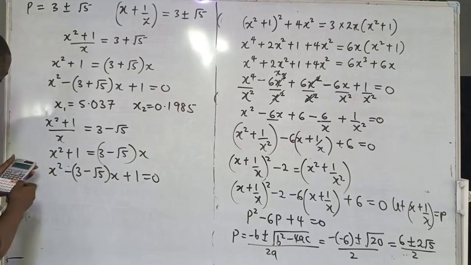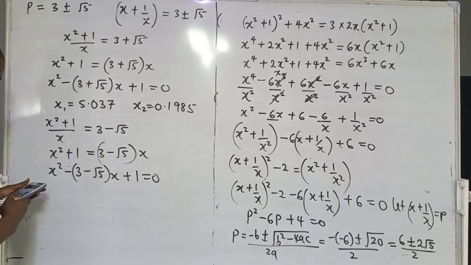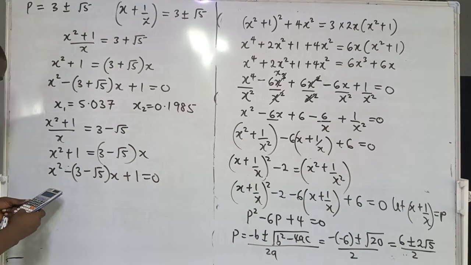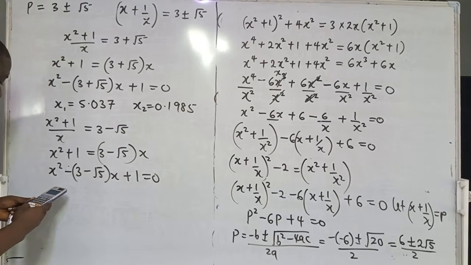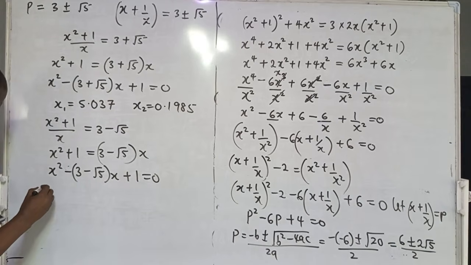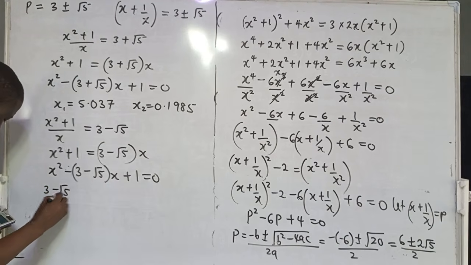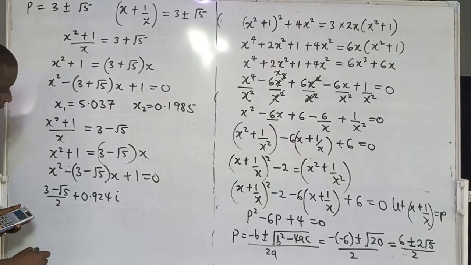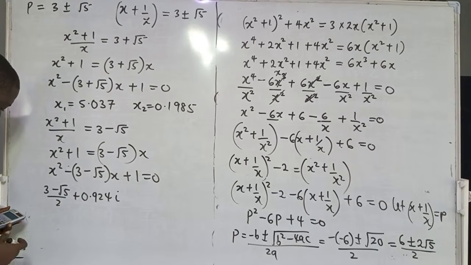So we play with it again: 1, then minus 3 minus root 5, then 1. So what do we have? I'm going to have it as a complex number, which is 3 minus root 5 over 2 plus 0.924i, plus or minus. The second one will now be minus, the same thing.